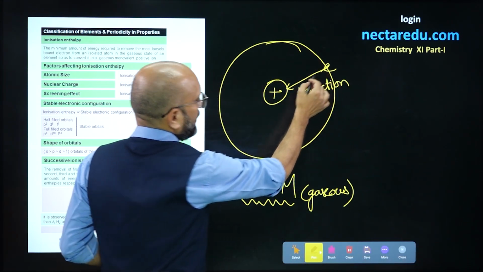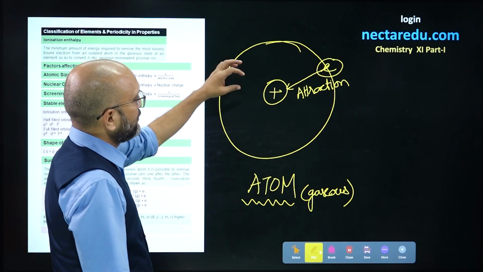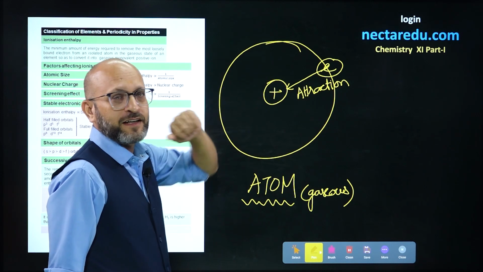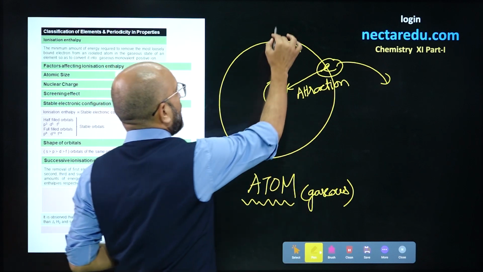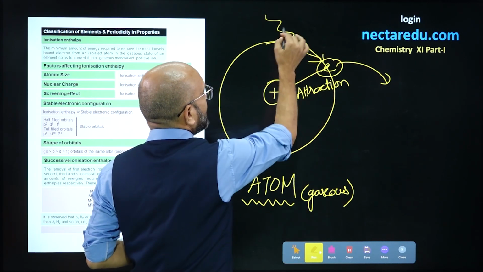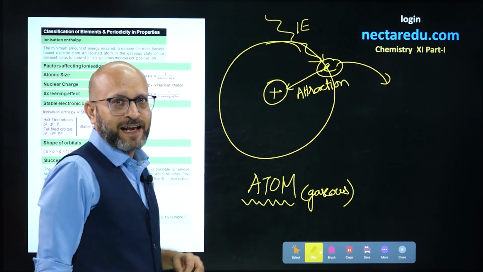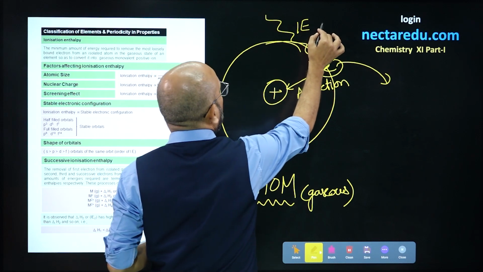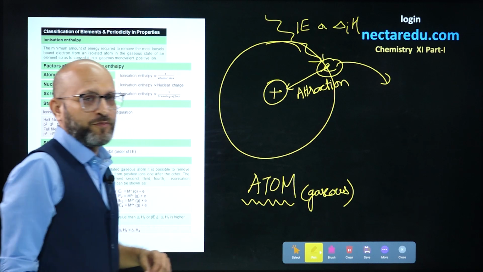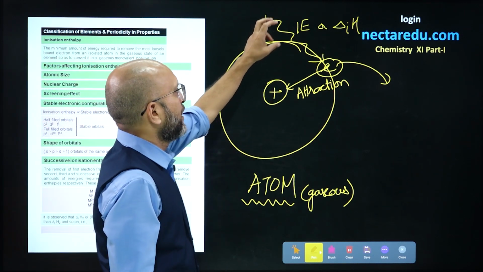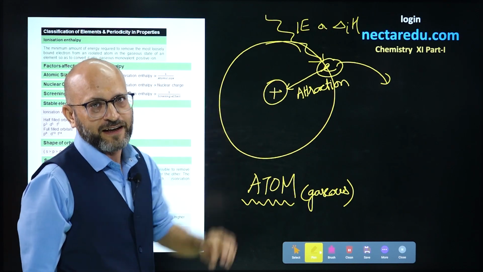If an electron is present in the outermost orbit and it is attracted by the nucleus, you can imagine it is in the attraction of the nucleus. If you want to remove this electron out of the orbit, what do you have to give? You have to give energy, and this energy is known as ionization energy. In short, you write it as IE, or as delta I and H. So ionization enthalpy could be written either way, either IE or delta H.